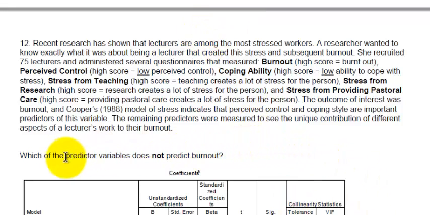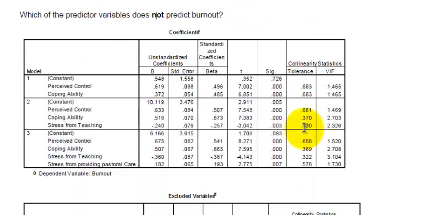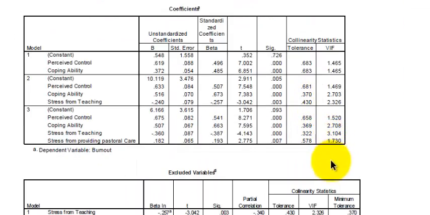Okay, so what's this question? Which of the predictor variables does not predict burnout? So you simply go to your predicting model. I always go to the last one because that has all of your variables: perceived control, coping ability, stress from teaching, stress from providing pastoral care. You go to your significance box, bam, bam, bam.